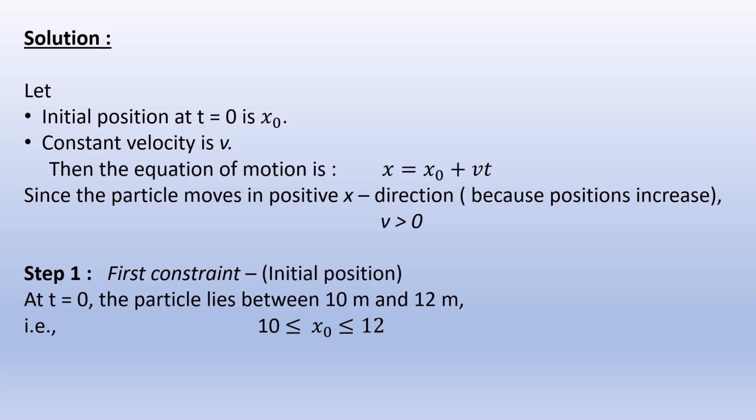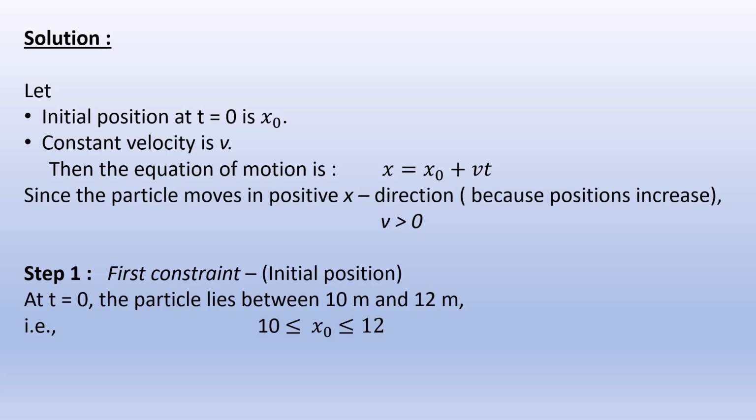Consider the initial position at t equal to 0 is x naught and the particle is moving with constant velocity v. Then from the equation of motion we get x is equal to x naught plus v into t. Since the particle is moving in the positive x direction, because the position is clearly increasing, we can take v greater than 0.